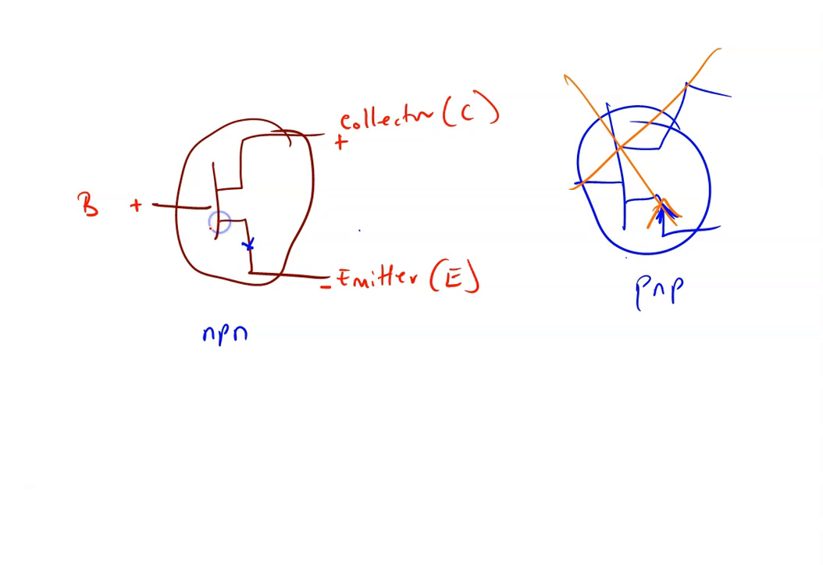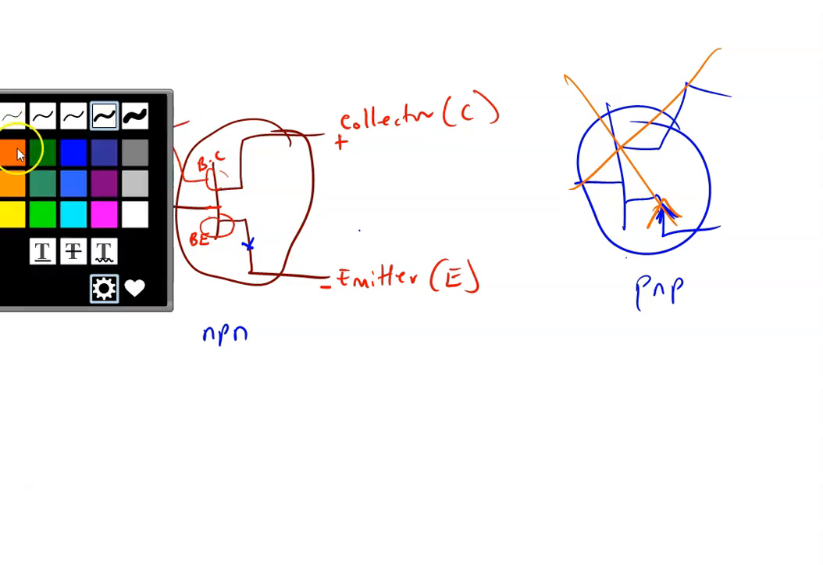This junction is termed the base emitter junction. There's a junction here which can be considered as the base emitter junction. And there's a junction here which is considered as the base collector junction. So at the base collector junction, this side is reverse biased.